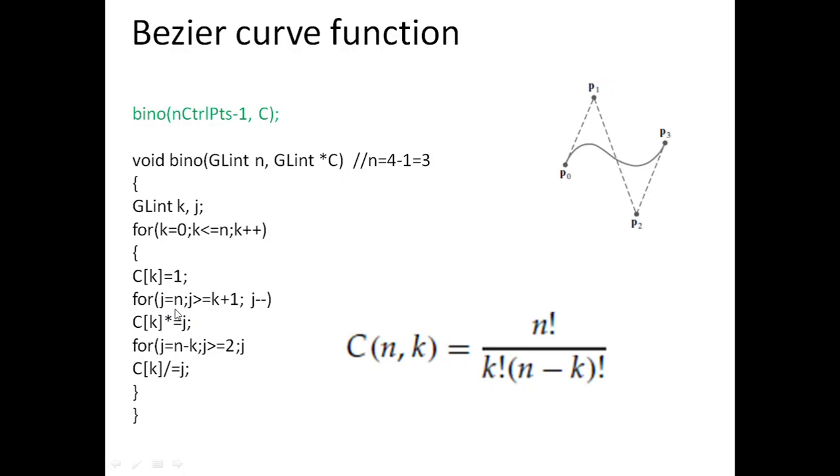So you can understand this for loop. j starts from n, and we are reducing, it means in decrement order till k plus 1. C of k equals C of k into j, and this n minus k. This is n minus k we are calculating here. N we are calculating here. And this entire for loop structure will give the C of n comma k value.